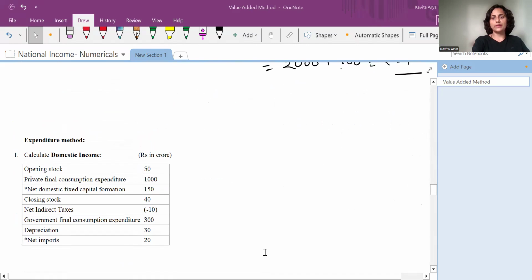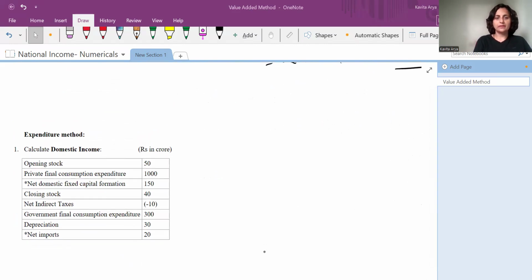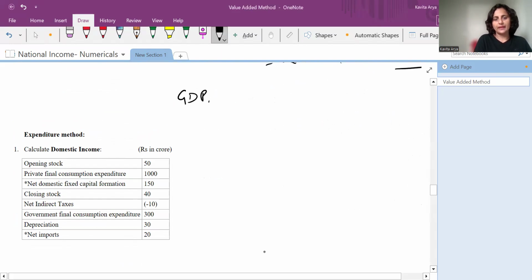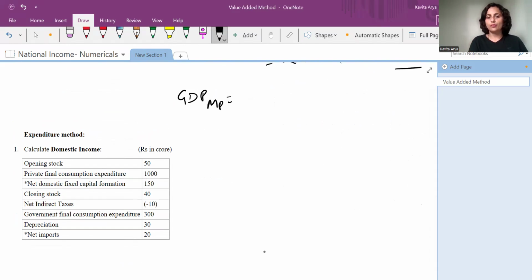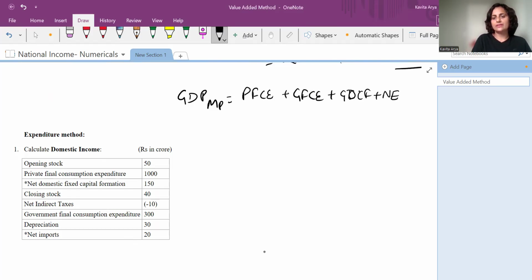First and foremost thing, what does expenditure method give us? Expenditure gives us GDP MP, and it's made up of four components: private final consumption expenditure, government final consumption expenditure, gross domestic capital formation, and net exports. So let's check out all these components here in the given question.